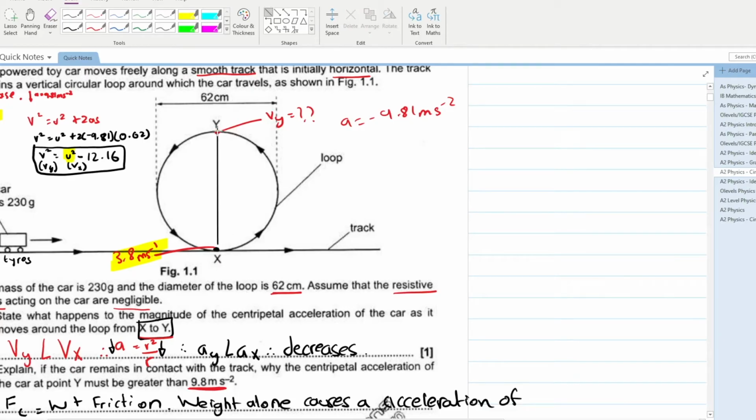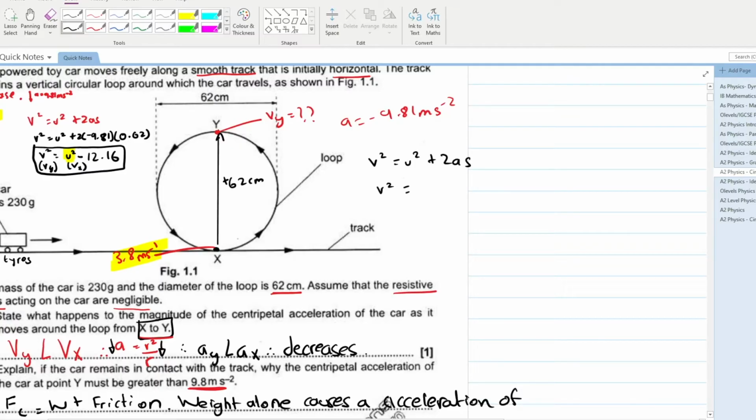Let's say something like this. The displacement is 62 centimeter. The displacement is positive because it is acting upwards. The acceleration is negative because it is acting downward. Now v square is equals to u square plus 2as.